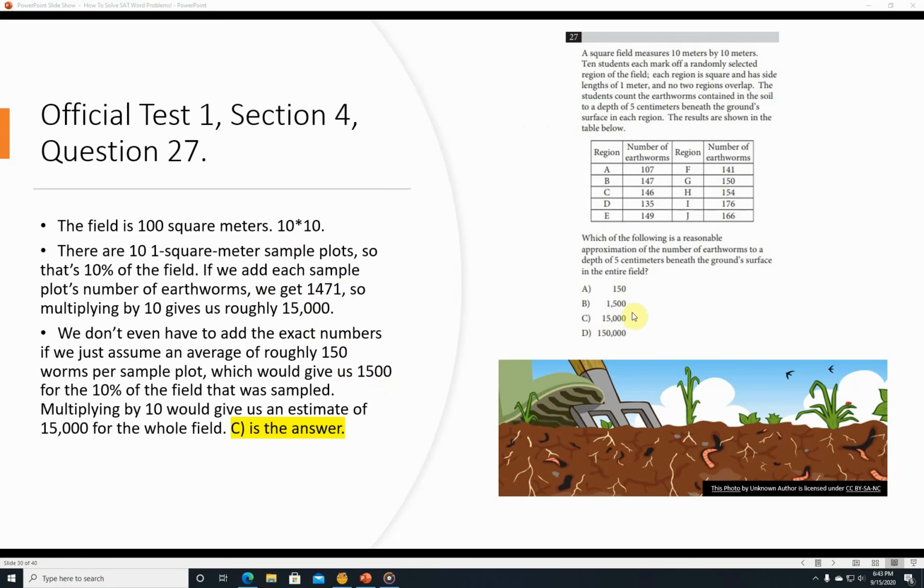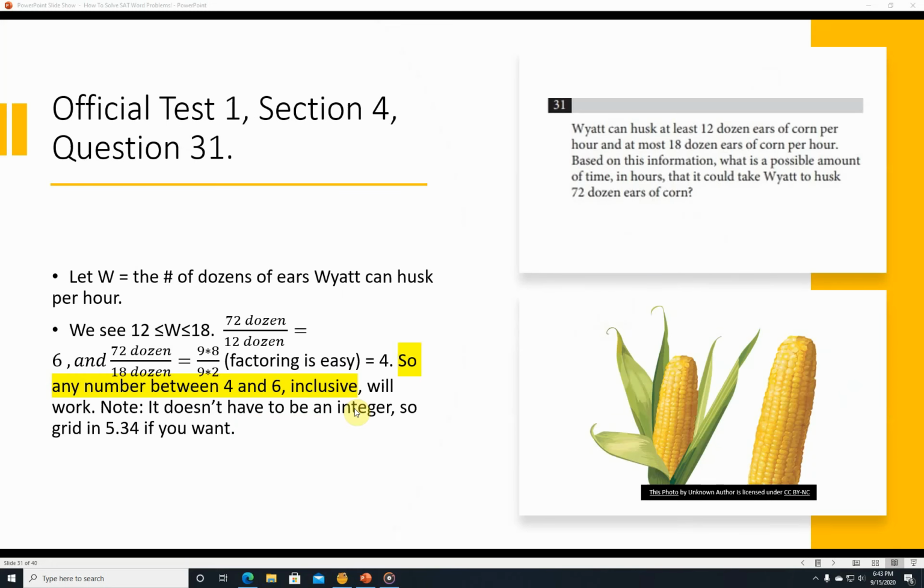And notice these are all, again, different by an order of magnitude, which is just a fancy way to say a multiple of 10. So there's no way that you're going to be off by an order of magnitude in an estimate unless you really messed something up. So with these answers spaced that far apart, you should have no trouble telling that it's answer choice C. All right, let's see if we can get this to go. Official test 1, section 4, question 31.